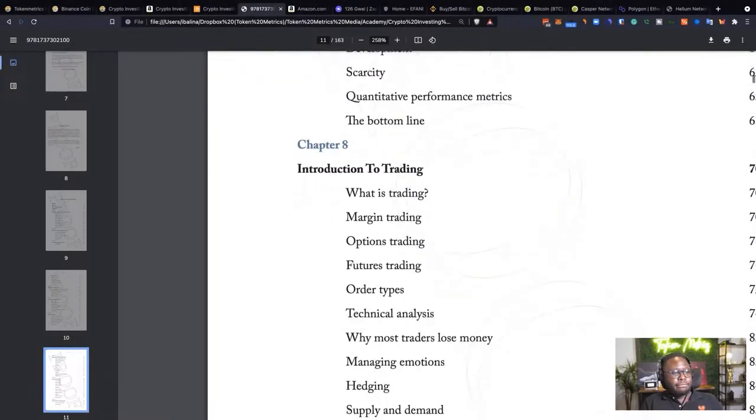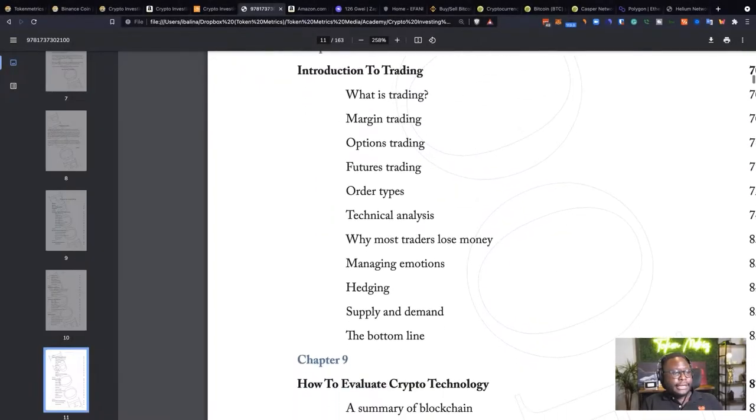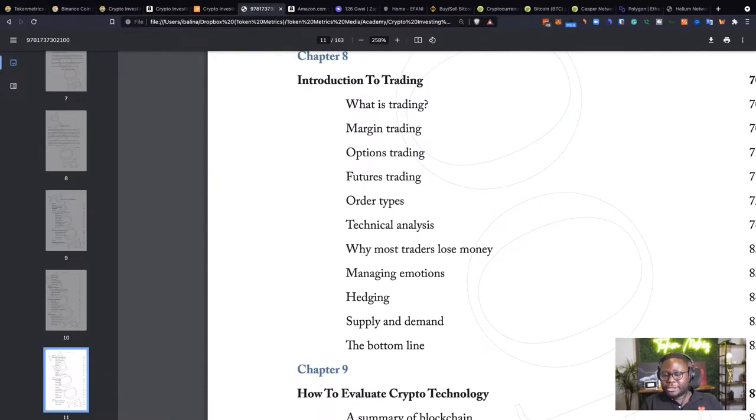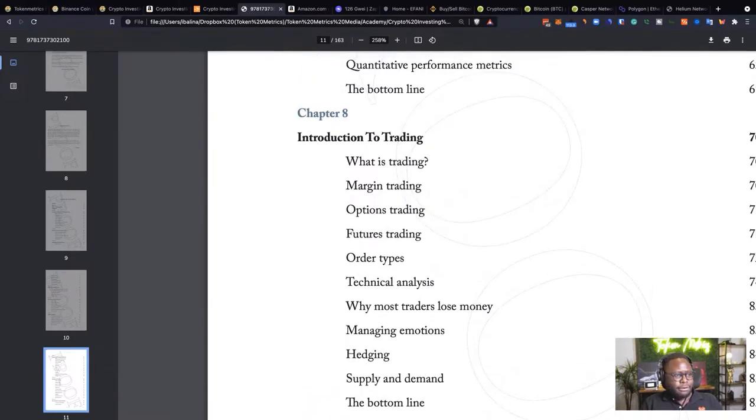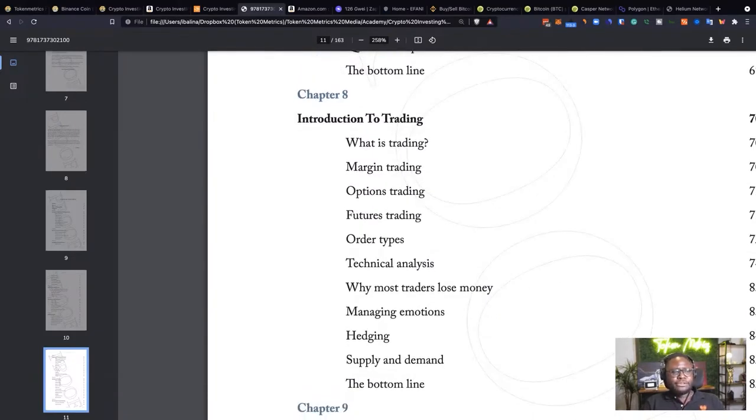All right, now let's go to intro to trading. Now, I'm not really a trader. This chapter was actually done by Bill and our team. But in general, when it comes to trading, I'll just speak to this at a high level. Most traders lose money. The data backs that up.